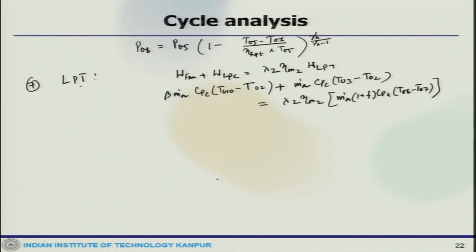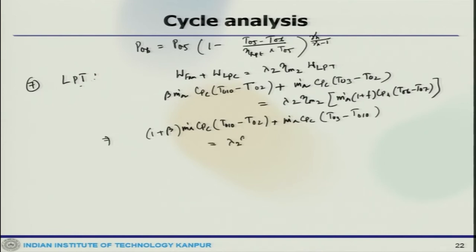So, we can do a bit of algebra here, like we can write (1 plus beta) M dot A CPC (T010 minus T02) plus M dot A CPC (T03 minus T010) equals lambda 2 eta M 2 M dot A (1 plus F) CPH (T06 minus T07). So, what we will get?